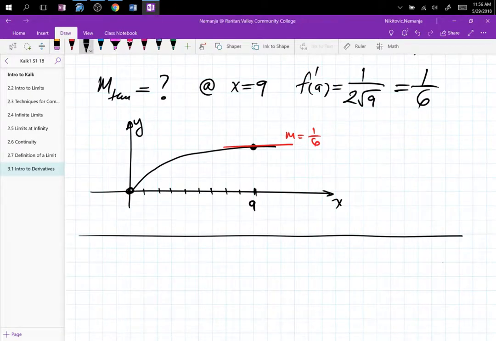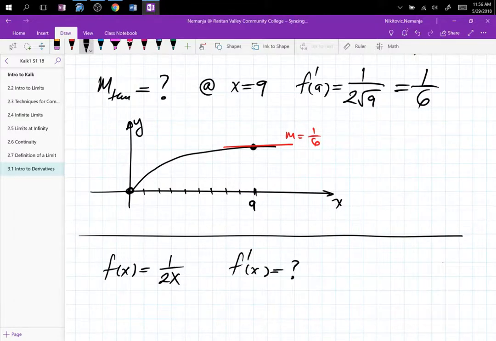All right, here's one for you to enjoy. Say f of x is 1 over 2x. We want to find the derivative. And then later compute the slope for x equals to, let's say, 5.